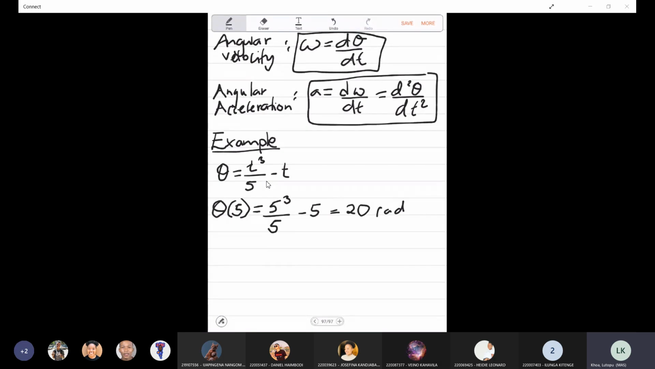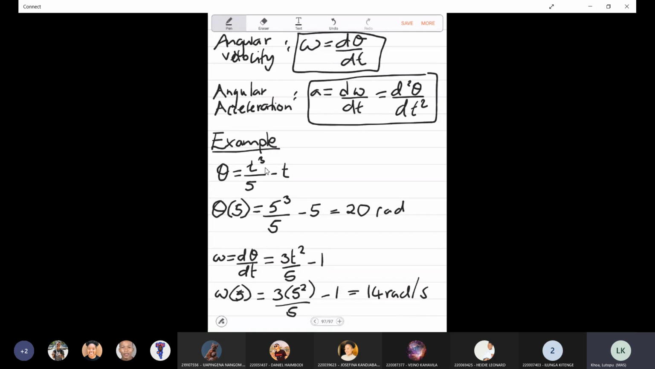Then we want the angular velocity after 5 seconds, so we need to work out the equation for the velocity. So the velocity we said is d theta dt. So just differentiate this one, which is a very basic polynomial. This is 3t squared over 5 minus 1. And then we want the velocity after 5 seconds. So we have 3 times 5 squared over 5 minus 1. Here we get 14, and this is in radians per second.